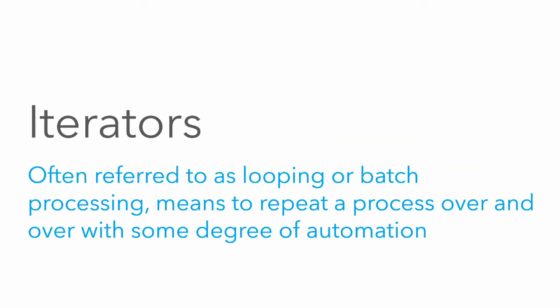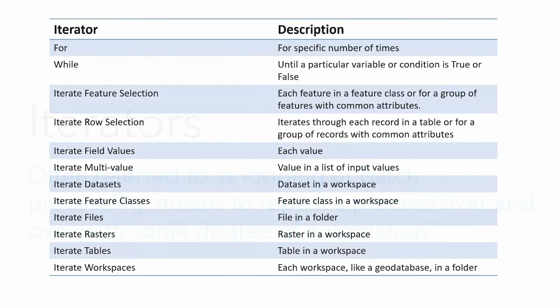Iterators, I believe, are the most important and versatile tools. Imagine if you have several files, data sets, or features that you need to repeat the same process over and over again manually. Instead of choosing that path, you would utilize an iterator that would repeat that process with some degree of automation. And they can really swing in either the data engineering workflows or the analysis workflows. There are a number of iterators in ModelBuilder that you can use for iterating over different values, data sets, and workspaces. So let's take a look at some of these.